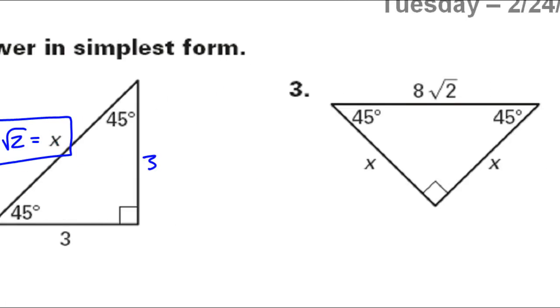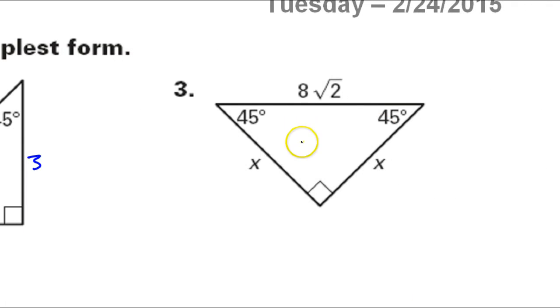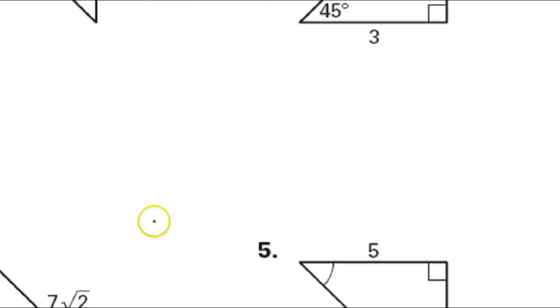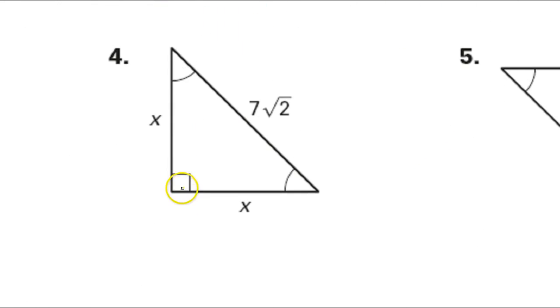Alright, problem number 3. Again, you can probably immediately see that these must be 8 because the legs will be 8, 8, and then 8 radical 2. So x equals 8 in this case. Kind of a no-brainer. They'll get trickier soon, don't worry.